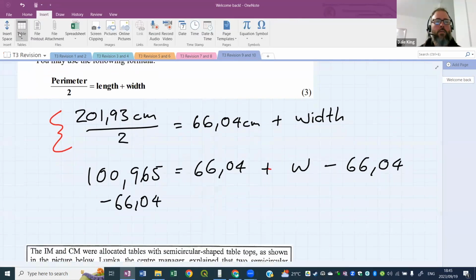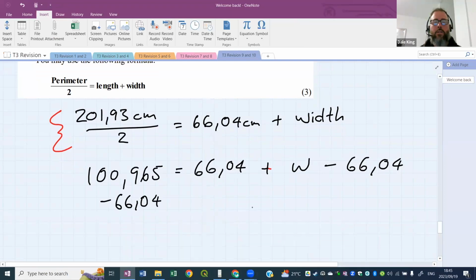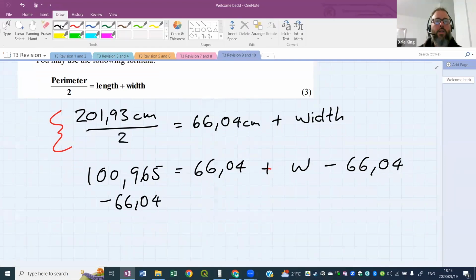Okay, so we're going to subtract on both sides. Now what happens is these two will cancel each other out, because 66.04 minus 66.04 is 0. That's what we want to do. So we're canceling it there on the right-hand side.